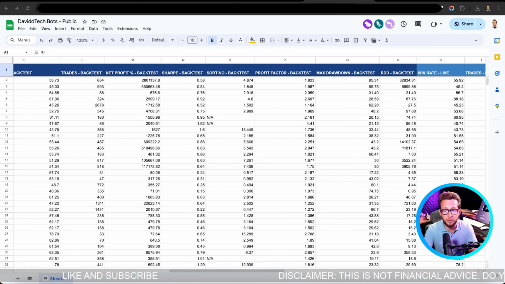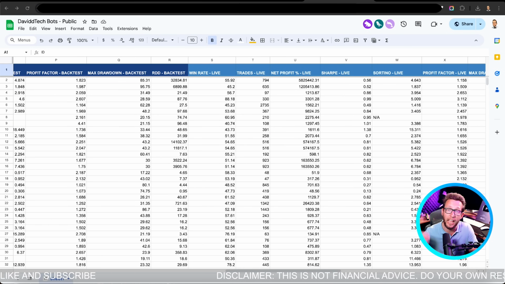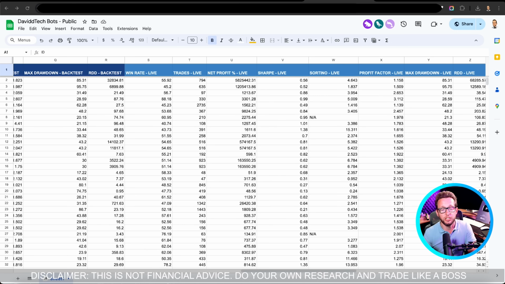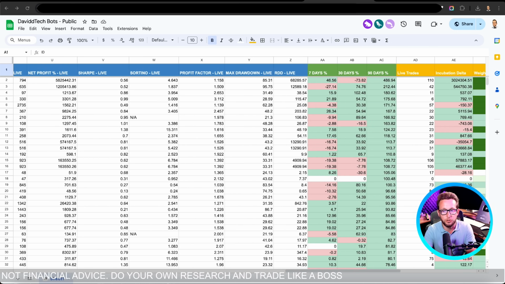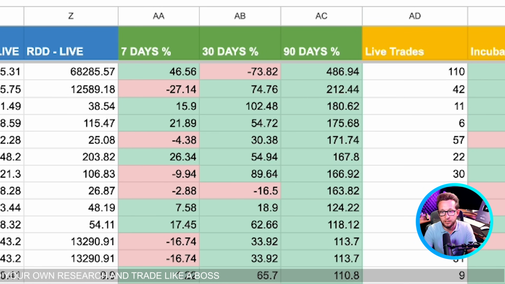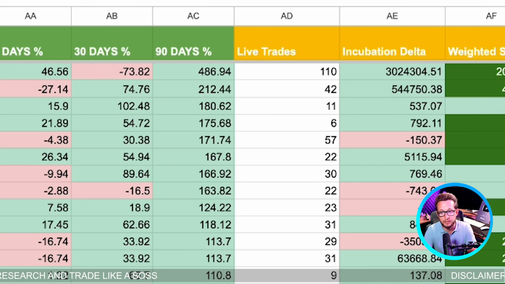You'll be able to find all of the forward testing results, so you'll be able to see how well they're actually performing on live trading once we've added it to the live spreadsheet. This spreadsheet updates every 30 to 60 minutes, so it updates very, very often as new trades come in. You can see great information like the last 7 days, 30 days and 90 days, and the number of live trades that have happened since we added it to the DaviddTech platform.